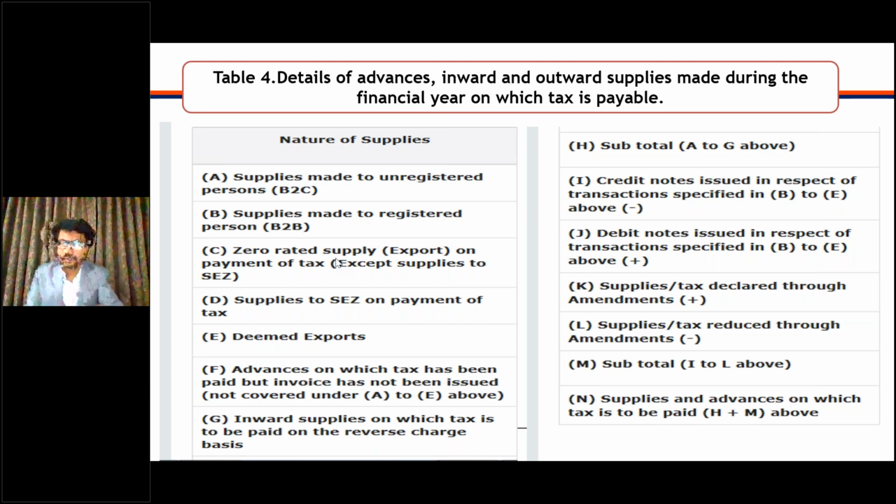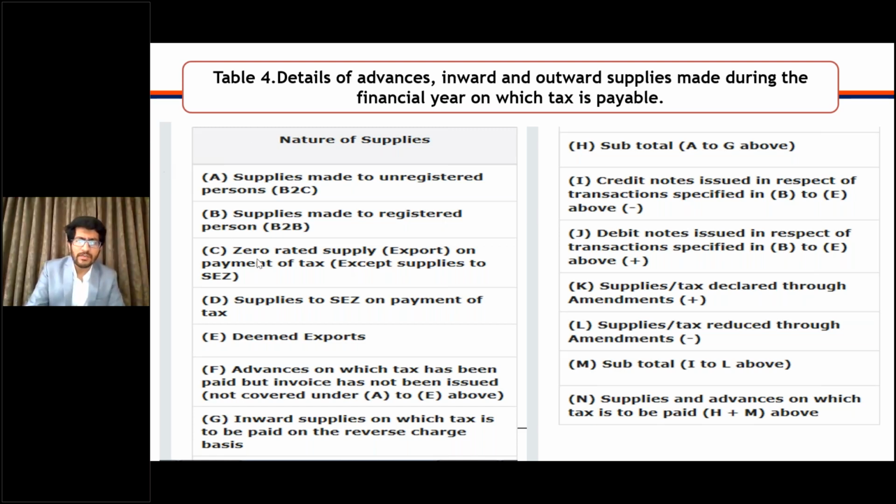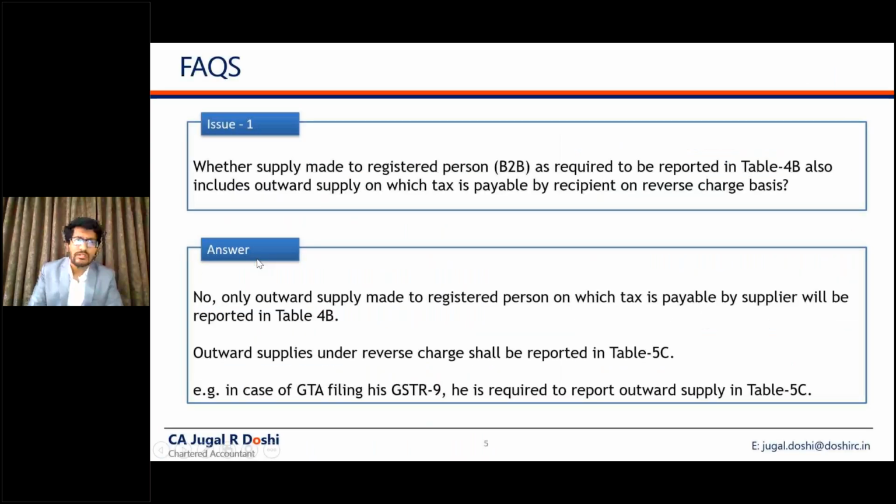So this gives me total outward liability and tax thereon, including inward RCM transactions. So let's see a few intricacies in table 4. Whether supply made to registered person means B2B as required to be reported in table 4E also includes outward supplies on which tax is payable on reverse charge basis.